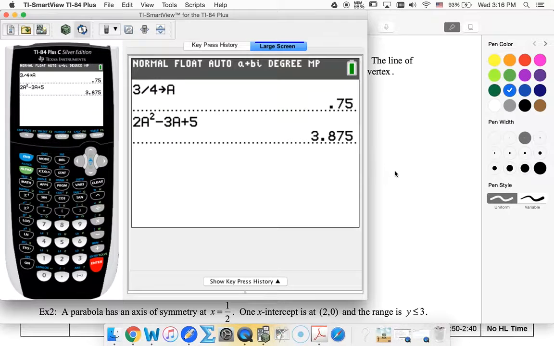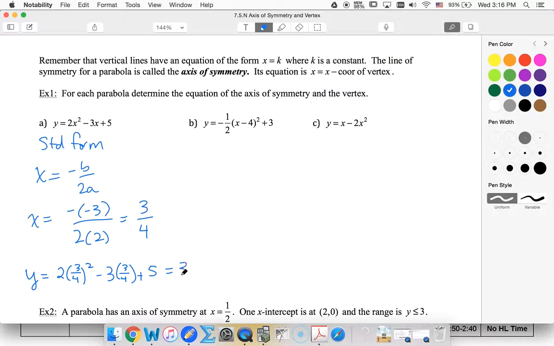And I'll get that my y value is 3.875. So my vertex is 3/4. That's the same as 0.75, comma 3.875. And my axis of symmetry is x equals 0.75.